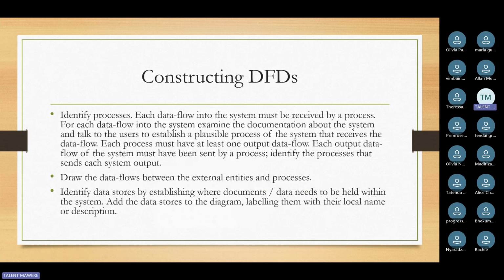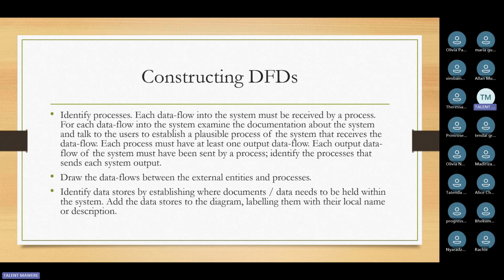There are stages, or things that you need to do when you are constructing a data flow diagram. One of the first things that you are supposed to do is to identify all processes. Where is data being processed? You need to list them down, all instances in which processing occurs. Each data flow into the system must be received by a process. That's one trick.